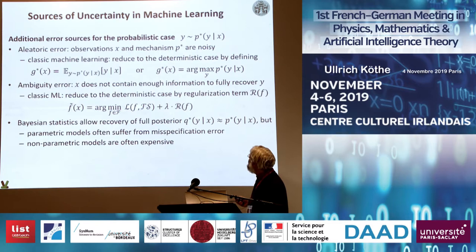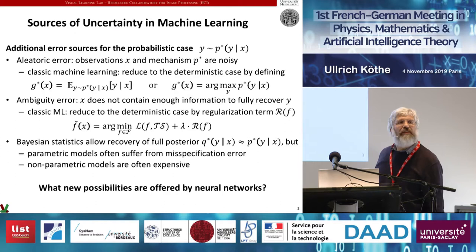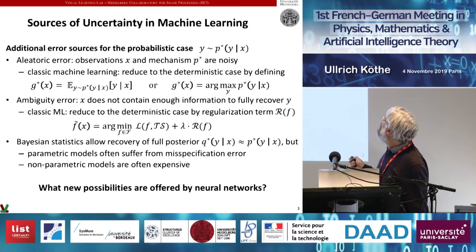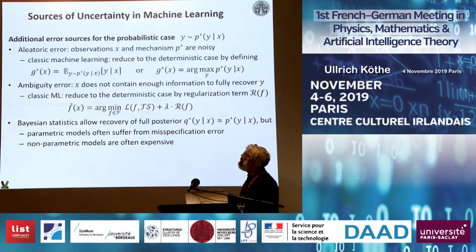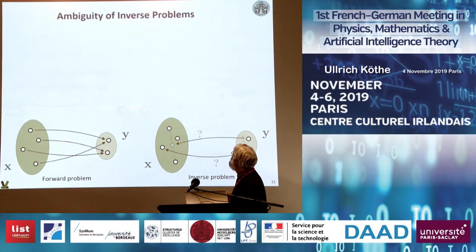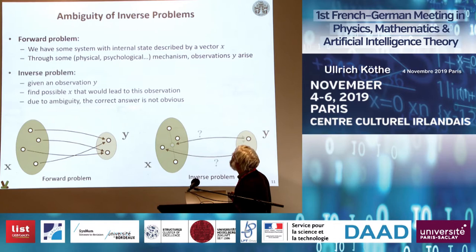Today I'm mainly or only talking about the ambiguity error. So what can we do in order to determine this posterior without using explicit regularization to reduce this to a unique solution? So here is again the ambiguity of the inverse problems.